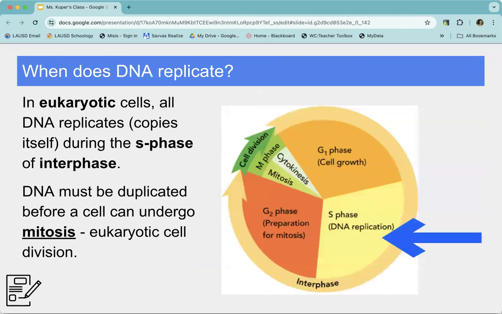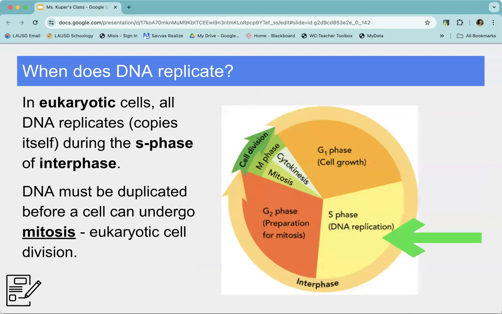So now we're going to start talking about DNA replication. You guys have learned about mitosis. You know that cells need to divide. So in eukaryotic cells, which are what are inside of us, those cells that have a nucleus, all of our DNA replicates or copies itself during the S phase of interphase. So our DNA copies itself during the S phase of interphase.